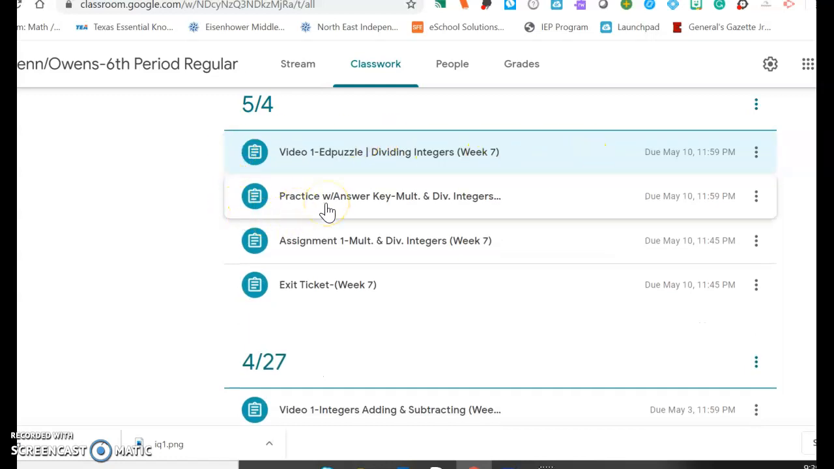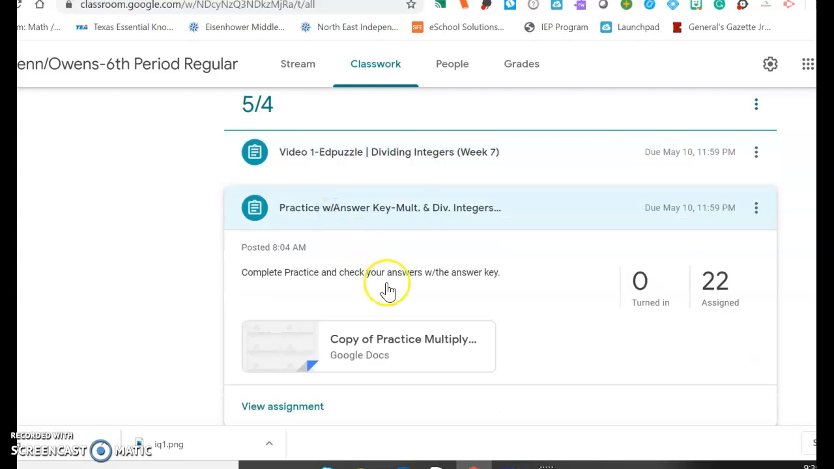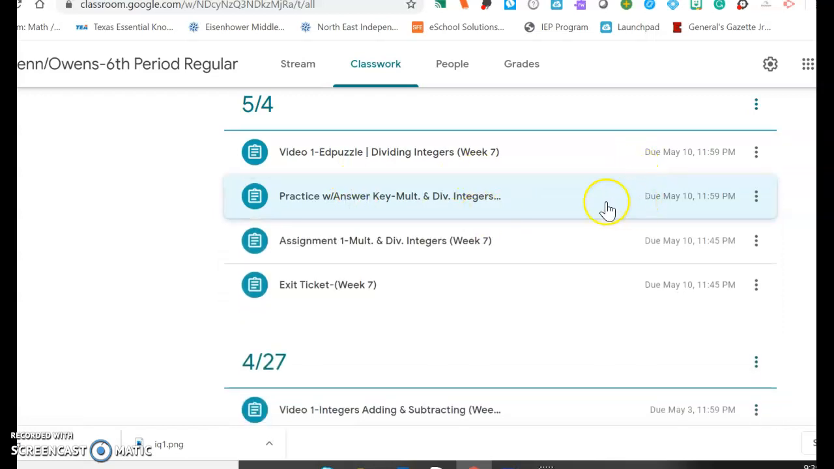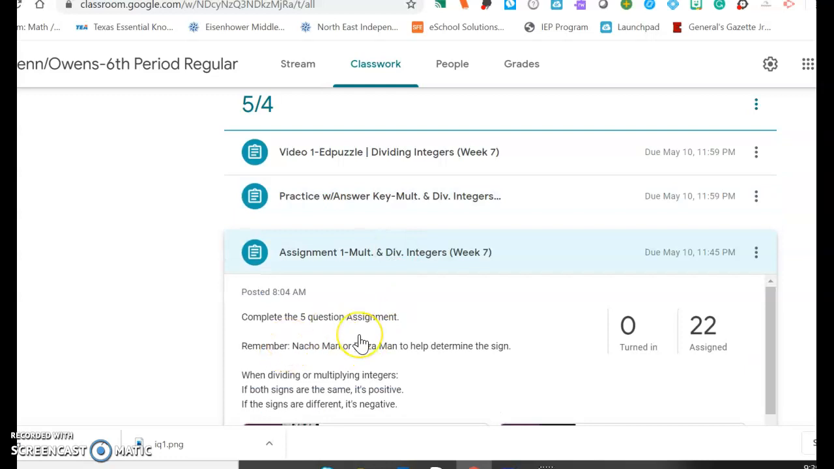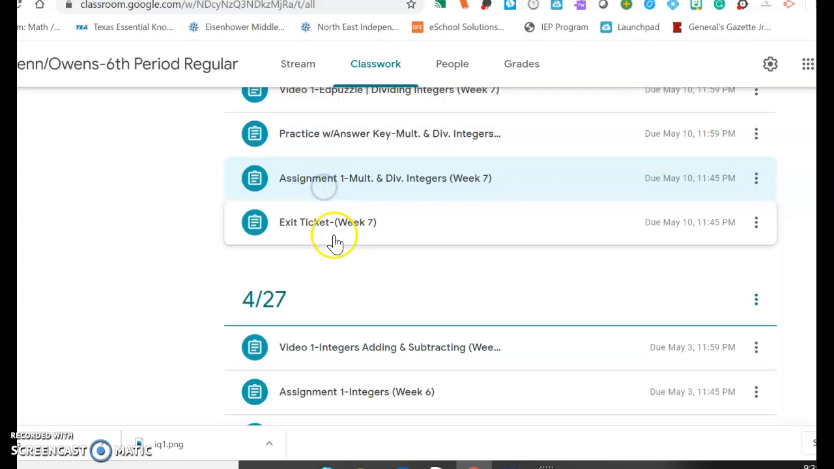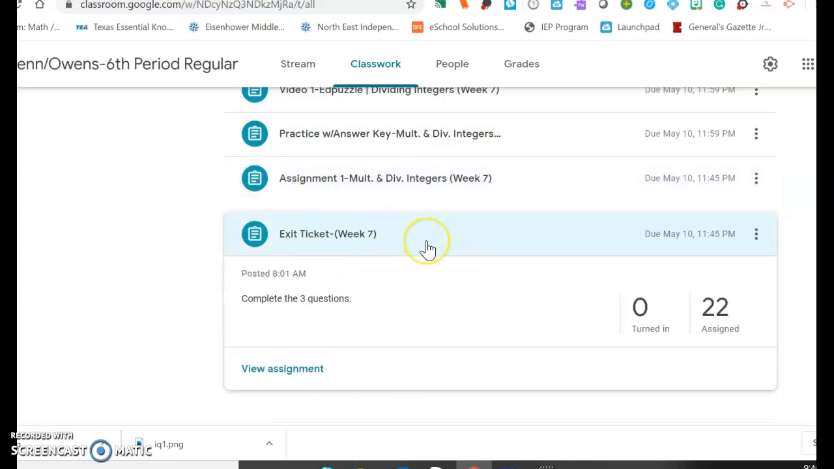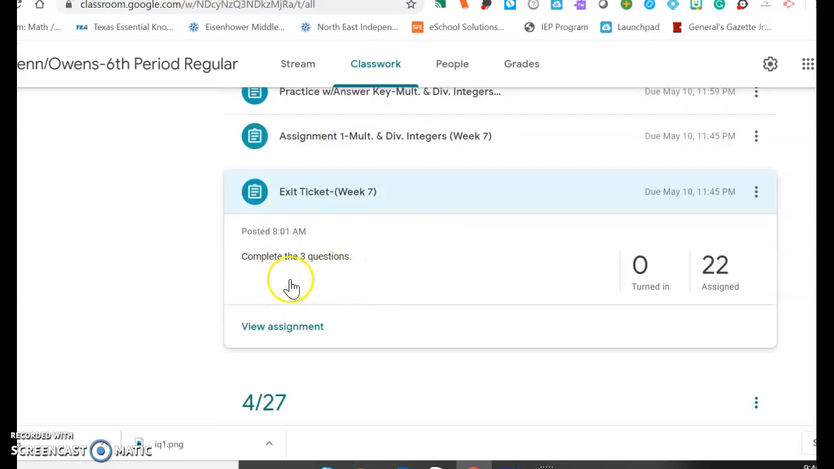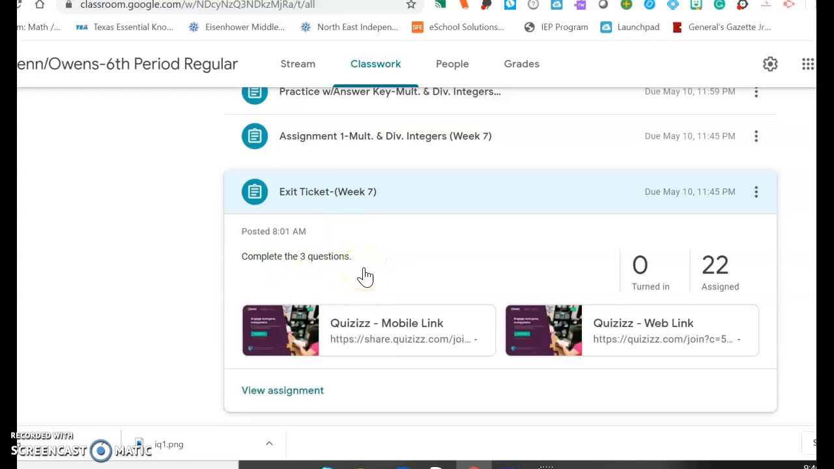The next thing on here is a practice with an answer key. So you're able to go through it, practice, see if you got the questions right, and then you'll mark as done. Your assignment is just 5 questions on a quizzes. And the exit ticket here is 3 questions. Okay, so really you're getting 8 total questions to be graded this week.